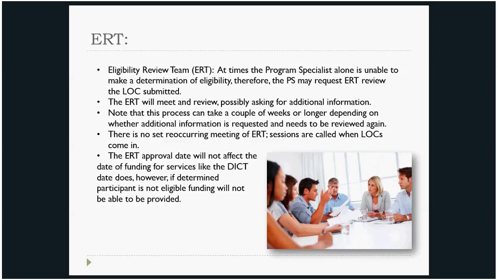Here's the ERT information, which is the eligibility review team. And really, this is if the program specialist is not able to make a determination of eligibility, we can request an ERT review. ERT meets, they might ask for additional information such as the adaptive testing, or maybe there's just no concrete diagnosis in a psychological. Maybe the document's fairly old and they want an updated version. It depends on what they're going to ask for.